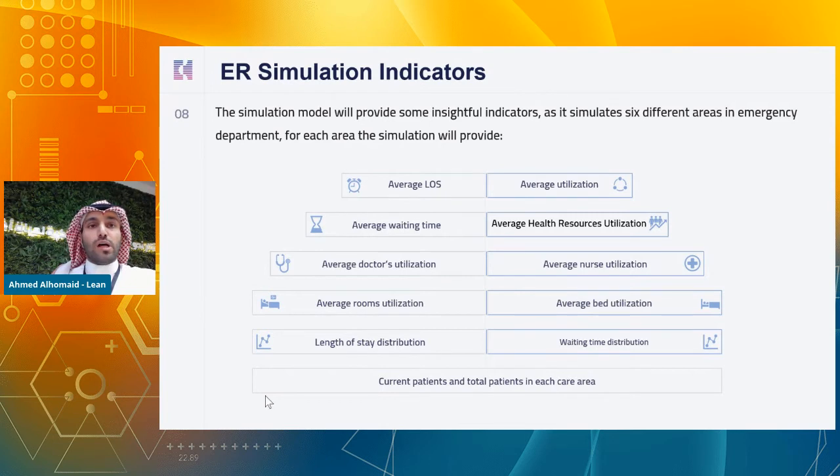In addition to that, we're reporting the length of stay distribution by each unit and the waiting time distribution by each unit in the ER department. And finally, the number of patients, whether from the beginning of the model or at a specific point in time.